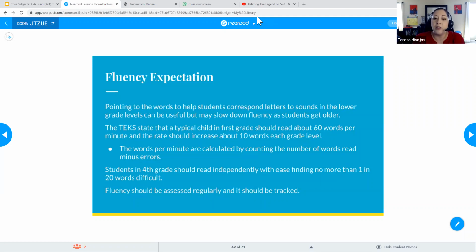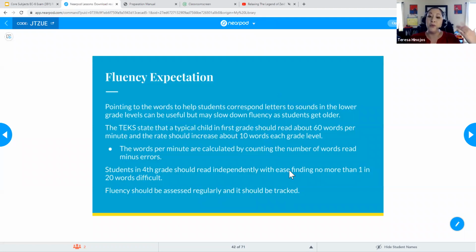And this is something that should be assessed regularly and tracked. There may be programs that do it, such as iStation, or in some cases, you may have seen a teacher tell a student to go ahead and read, and the teacher is marking down how many words they read and crossing out maybe the words that they got wrong. And then they're doing a calculation to see where they're at in terms of fluency, okay?